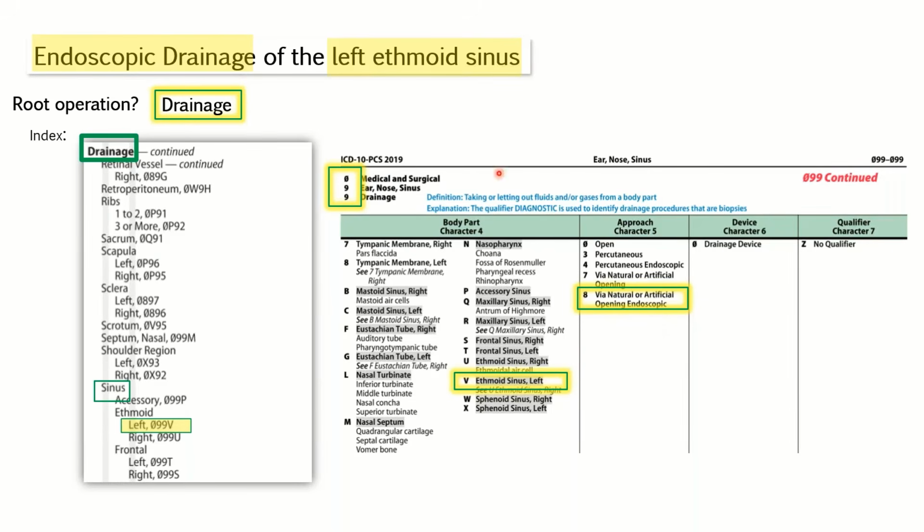Because, coders, if you look at your documentation, there is no mention of a specific type of scope. It's just saying endoscope. Endoscope is a general scope. So it is a logical assumption that that scope was placed in the nose. Yes, in the nose. Okay, and our 6th character, drainage device. Okay, that's the only thing that we have there. So I guess the drainage device was left in the body. And our 7th character is no qualifier.